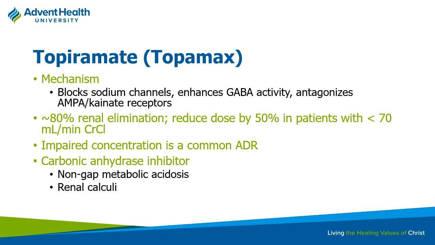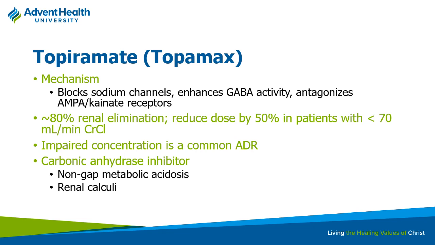But it has a lot of mixed activity here. So it can do things like block sodium channels. It can enhance GABA activity. It'll actually antagonize some of these glutamate receptors like the AMPA or the kainate receptors. And so it's decent as an antiepileptic, usually not first line, usually an add-on, second or third line sort of agent here. But you are going to see it used for other conditions. Primarily you're going to see it used for things like migraine prophylaxis. You can actually have a little bit of weight loss associated with this drug, so you may see that used as an off-label indication very occasionally. So just be aware of that.